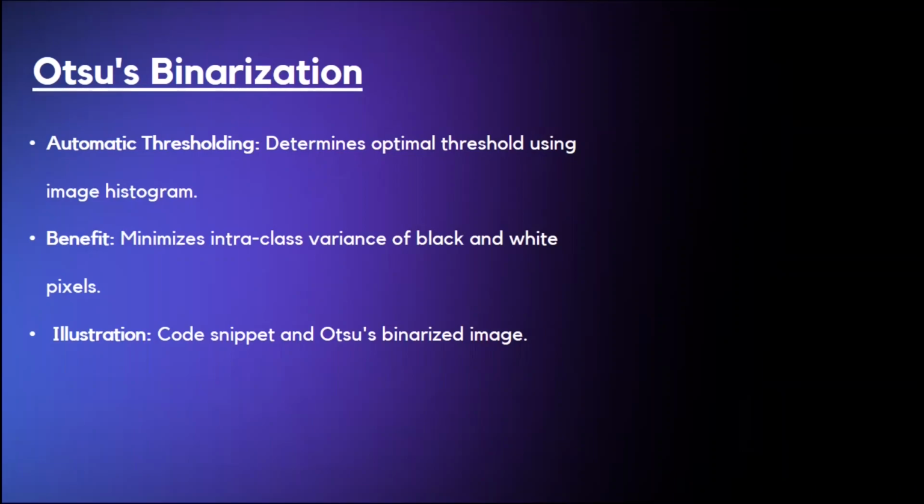Finally, we'll explore Otsu's binarization technique. Otsu's method automatically calculates the optimal threshold value using the image histogram, minimizing the intra-class variance of threshold black and white pixels. In the example next, the input image is a noisy image.